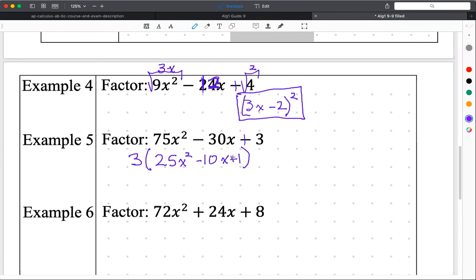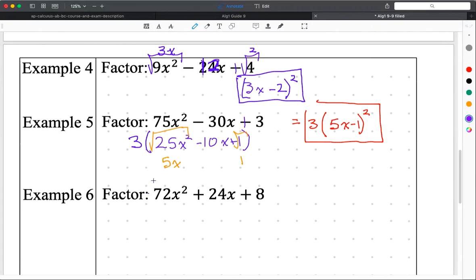Okay, let me verify that this is a perfect square. I'm going to take the square root of the first, and I get 5x. Square root of the last, I get 1. 5x times 1 is 5x. I double that, and I get 10x. So my final answer is 3 times the quantity of 5x minus 1 squared. And I have 1.5 minutes left, so I have to unfortunately move on to example number 6.